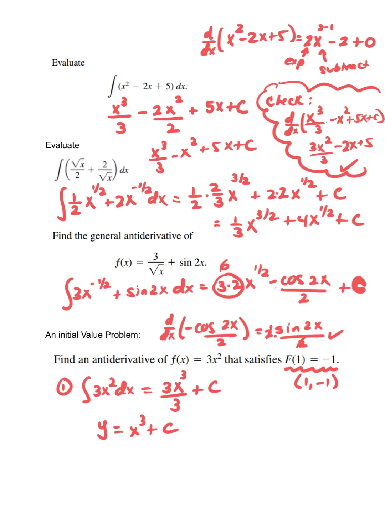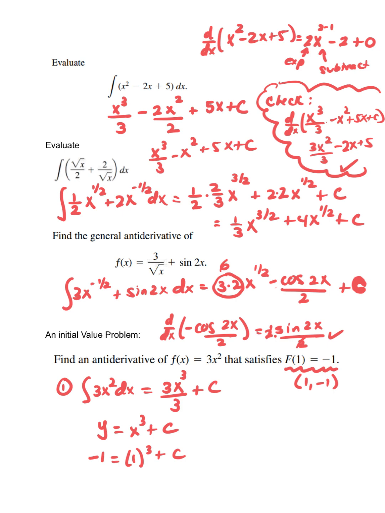X cubed plus c. Now, that is called the general antiderivative. It is a collection of derivatives. C could be anything in this case. But what I want is for this function to go through the point (1, -1), which means in this function, my y ought to be negative 1 and my x ought to be 1.